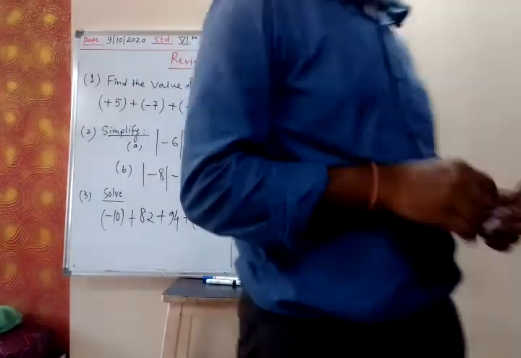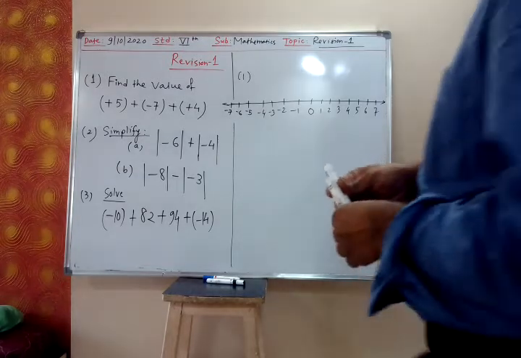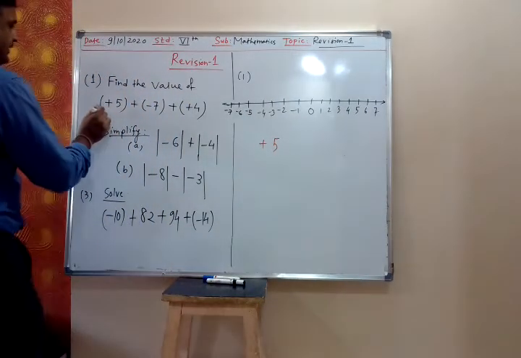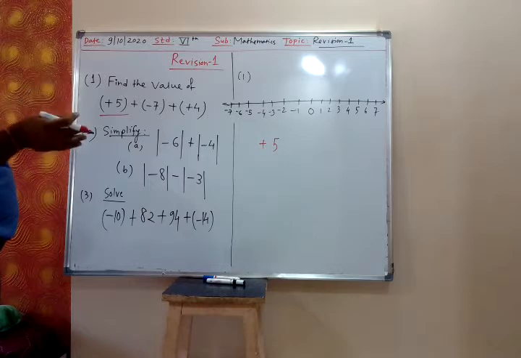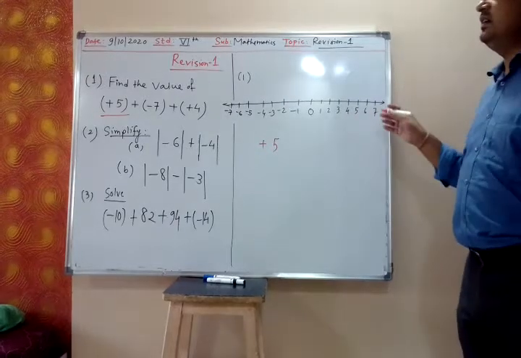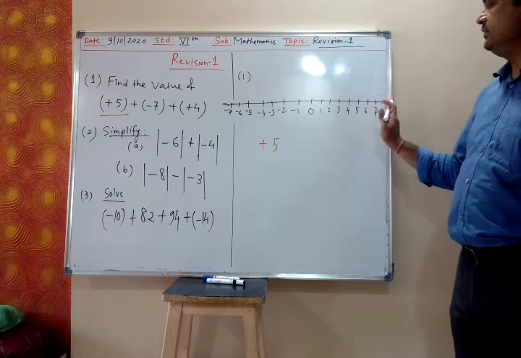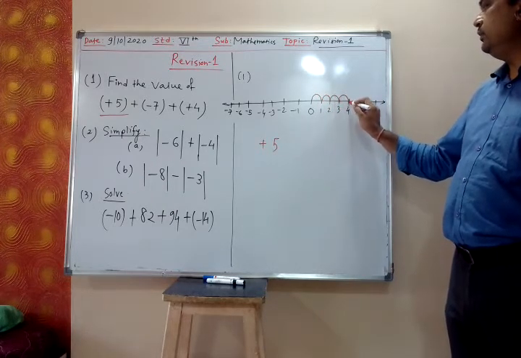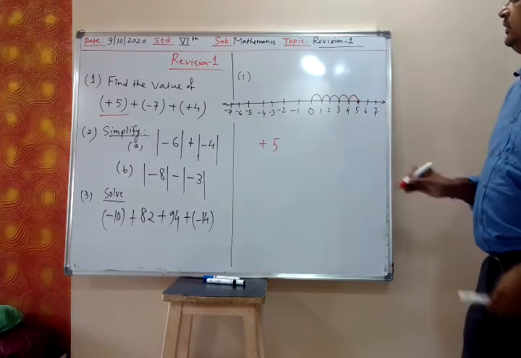First it is plus 5. First it is clear, right? So what will I do for plus 5? I will start from 0 and move 5 steps to the right. Whenever it is plus, you have to move to the right. So I will move 5 steps to the right. 1, 2, 3, 4, 5. This is my plus 5.